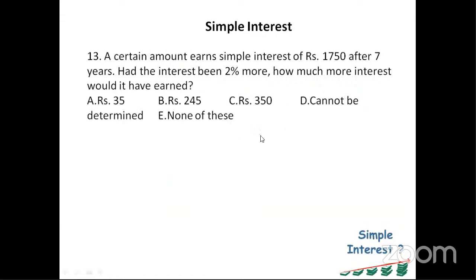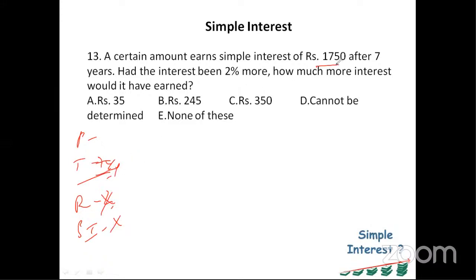A certain amount earns a simple interest of rupees after 7 years. So after 7 years, it is given. Okay, total amount is given. And then rate of interest is not given. It has told, had it been more than 2%. So if you observe carefully here, nothing is clearly given. P is not given. Only T is given, 7 years. Even R is not given. Simple interest is also not given. Nothing is given here. Only time is given clearly.